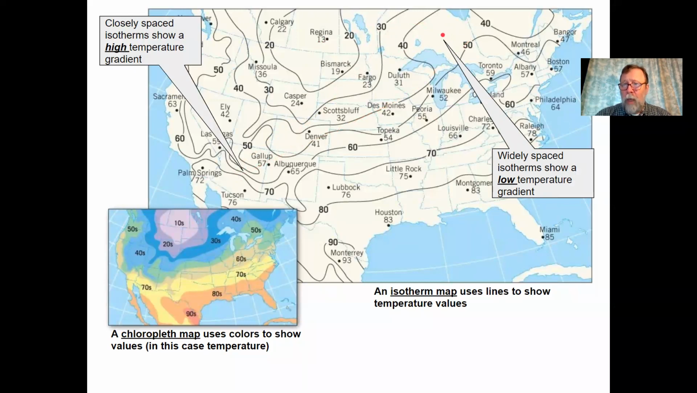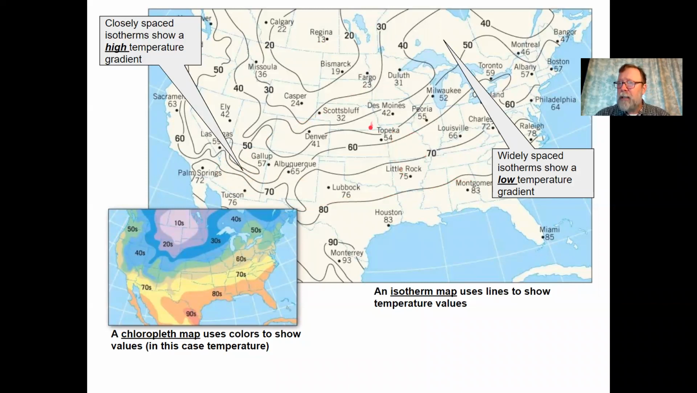So maybe this is 100 miles. I don't know. I don't have the scale in front of me, but I'm moving the little red dot back and forth. So maybe that's 100 miles, 1 degree per 100 miles. In this case, it would be 20 degrees over the span of 100 miles. So we would call this a low temperature gradient with widely spaced isotherms. Again, down here, this would be a high temperature gradient with narrowly spaced or closely spaced isotherms. By the way, iso means same, therm means temperature. So that's why it's the line of the same temperature.